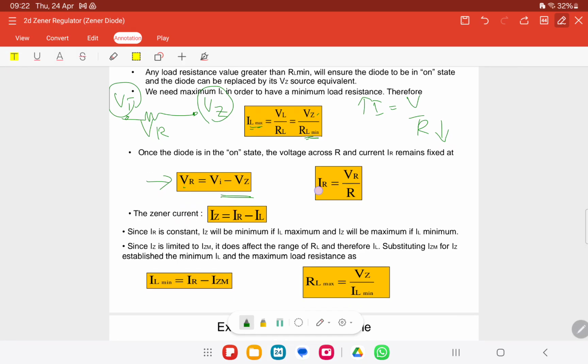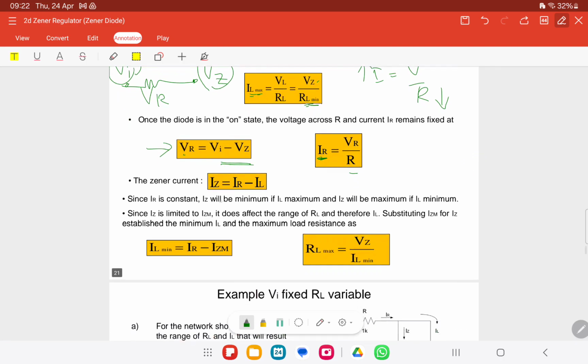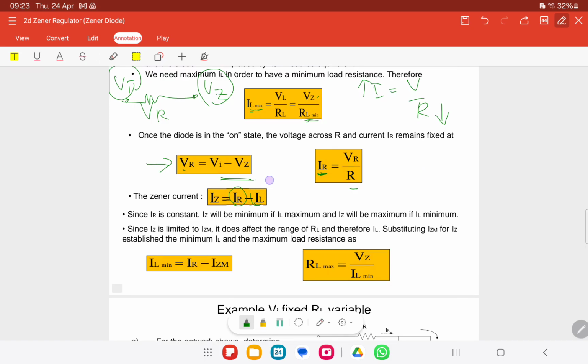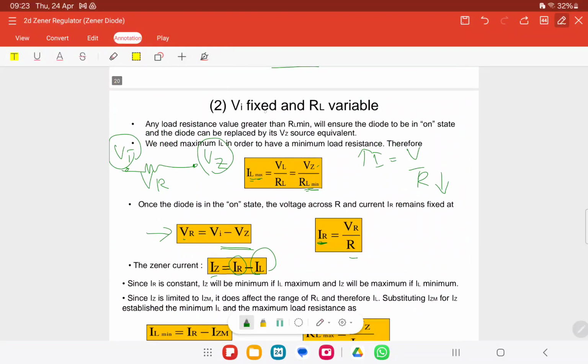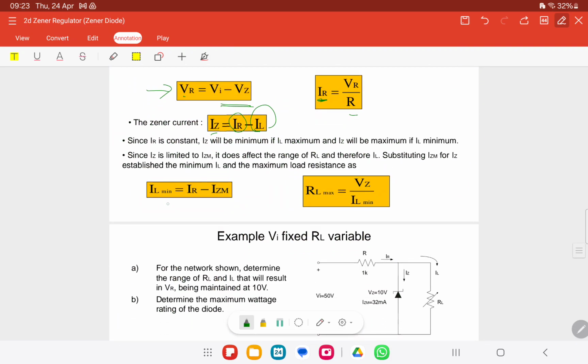And then once you get the VR, we can get the IR. IR is in the resistor, resistor depan tu. So VR over the resistor. And once we get the IR, tadi kita dah ada the value of the IL, so you can get the IZ. Okay, this one, for these types of vary the RL, the VI will be fixed and the IR also will be fixed value. Okay, this is to get the IL min.